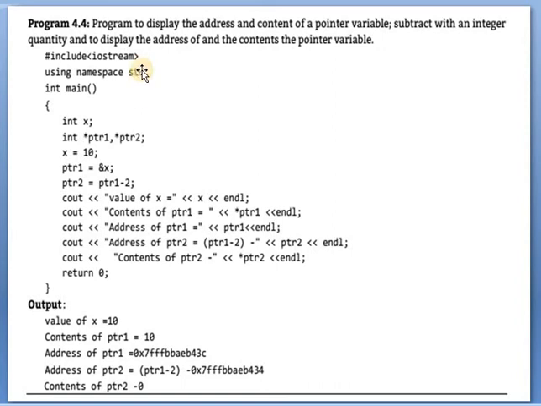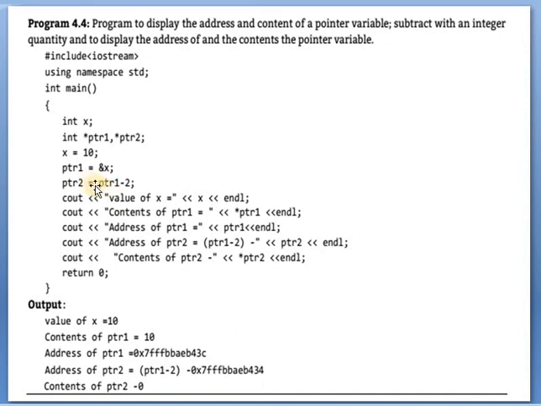Now we will see one program to display the address and content of a pointer variable, subtract with an integer quantity, and to display the address and the content of the pointer variable. Now integer x is an integer variable, ptr1 and ptr2 are the pointer variables. Now we are assigning the value 10 to x, that is x equal to 10. ptr1 is the address of x, ptr2 is ptr1 minus 2. Now see here, ptr1 is the address of the integer x.